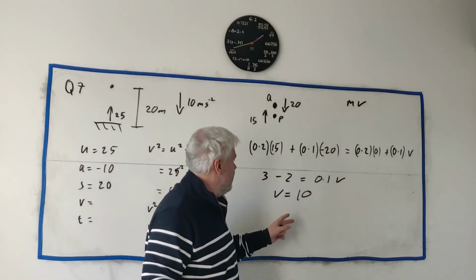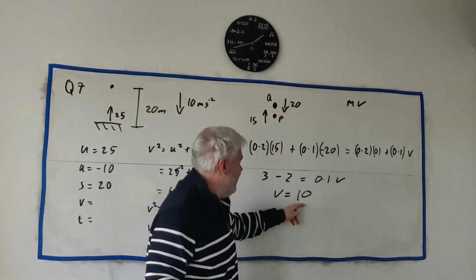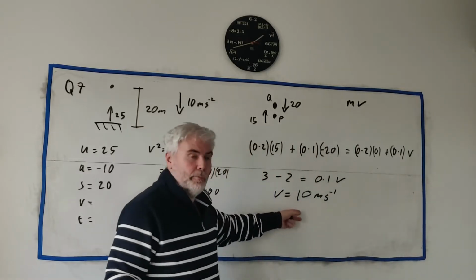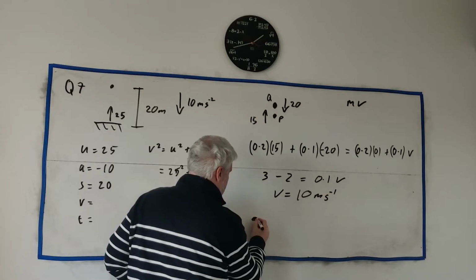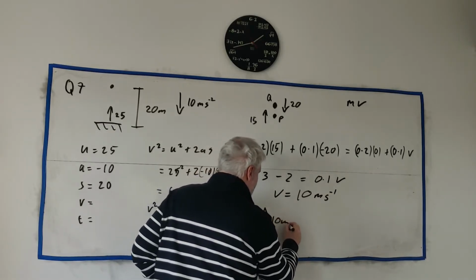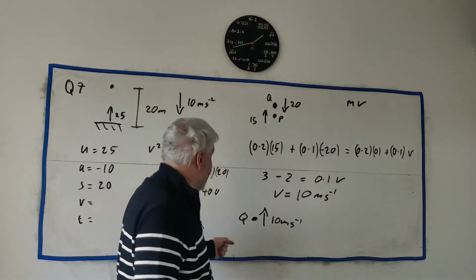So after this collision, Q is shot up in the air at 10 meters per second, and that's a positive number. Make sure it's positive, or even draw them a picture. Say Q is going up 10 meters per second. That's the answer to part B.